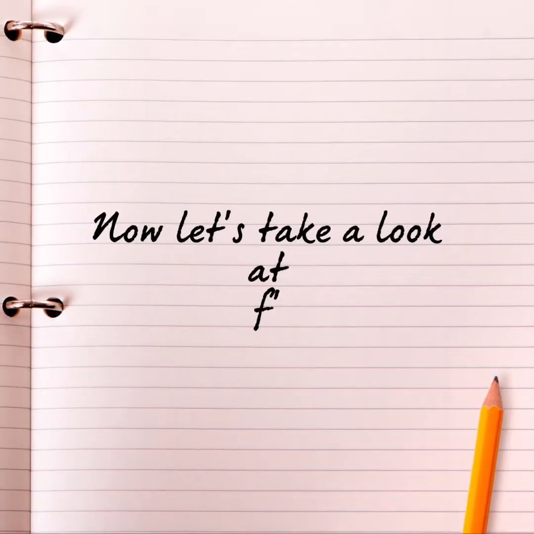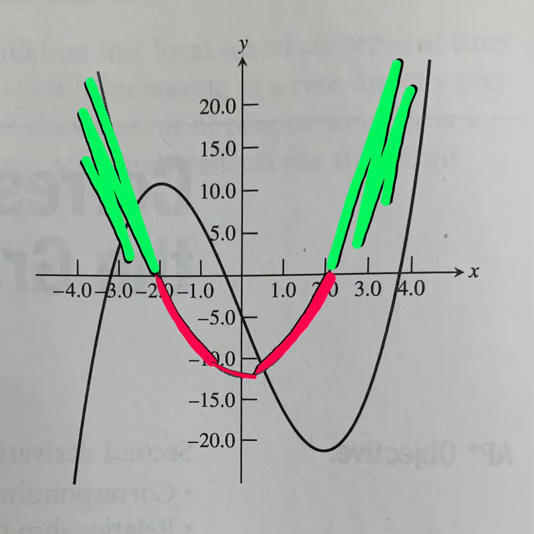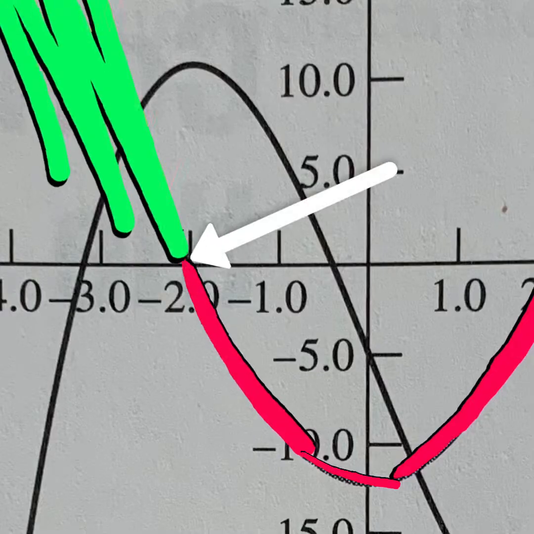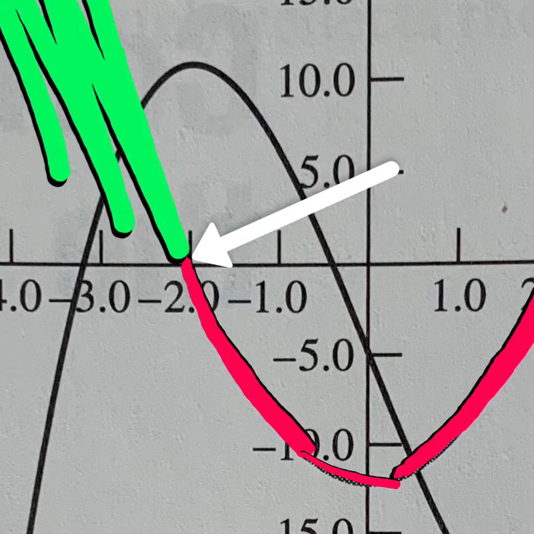Now let's take a look at f prime. When analyzing a first derivative graph, you always want to think in terms of what part of the graph is above the x-axis and what part of the graph is below the x-axis. So my derivative is positive where it's green, and my derivative is negative where it's red. So anytime your derivative goes from positive to negative, you have found a maximum value.